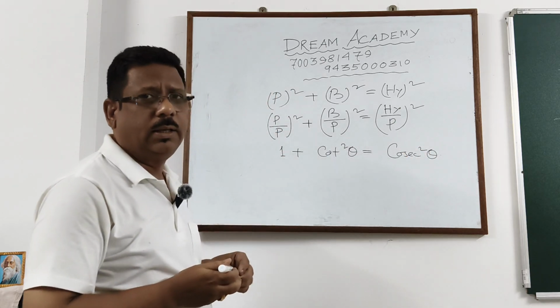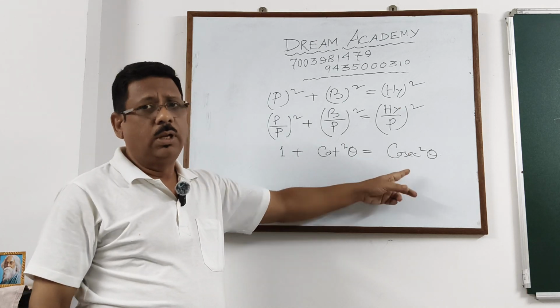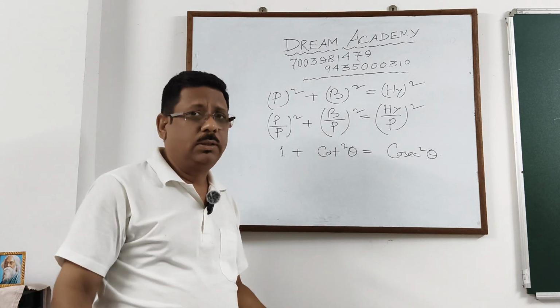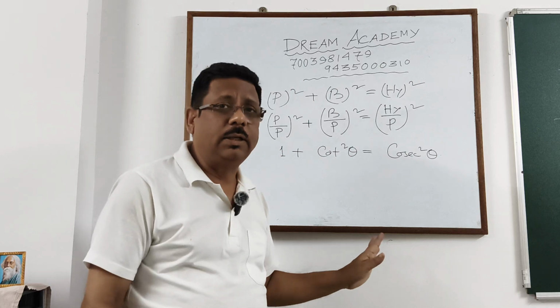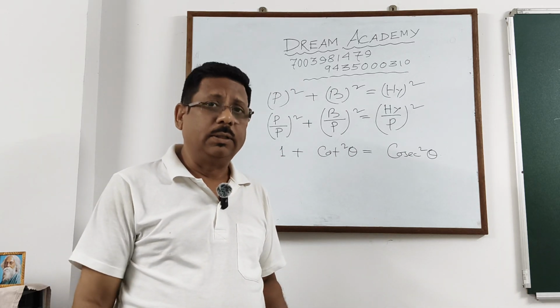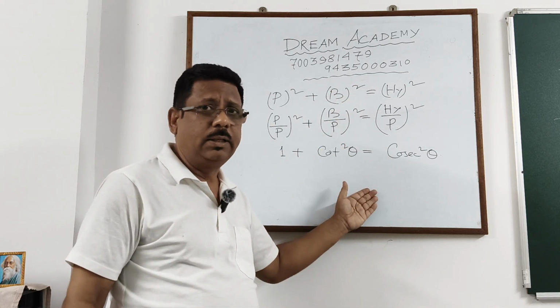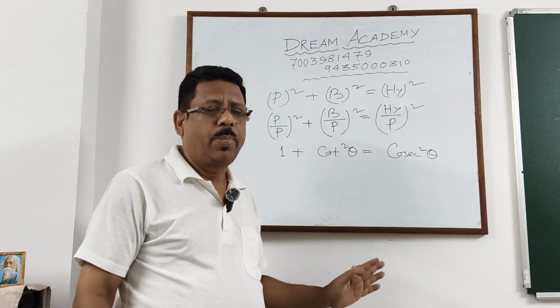This is the third identity: 1 plus cot square theta equal to cosec square theta. We will never forget it. Okay? These are the three identities which will help you at the time of trigonometric identities. Now try it. Just these three identities are this class. Okay?